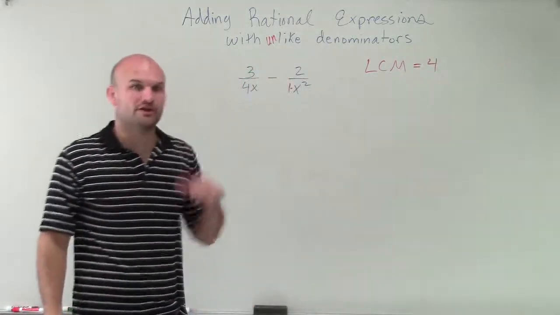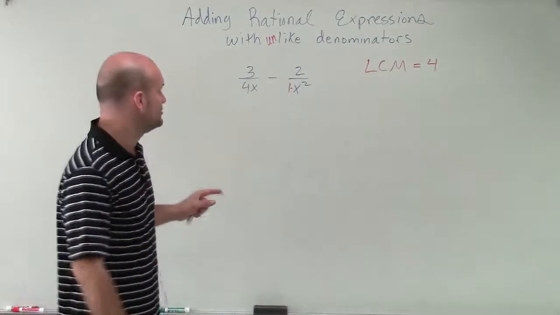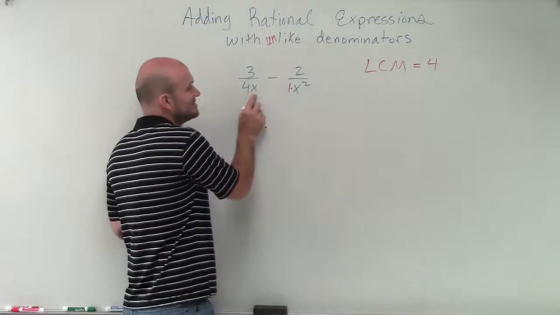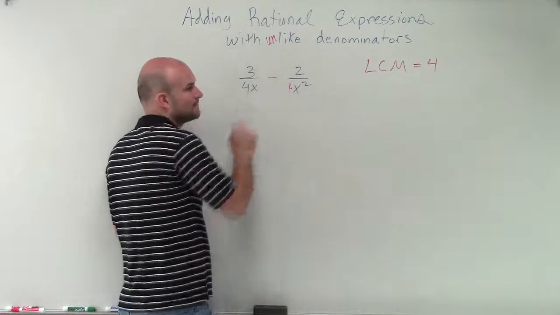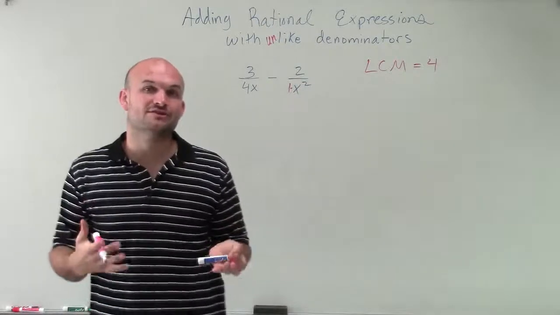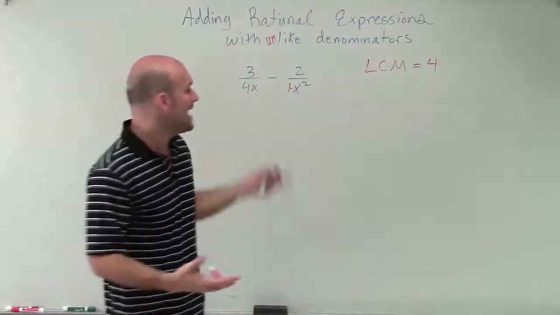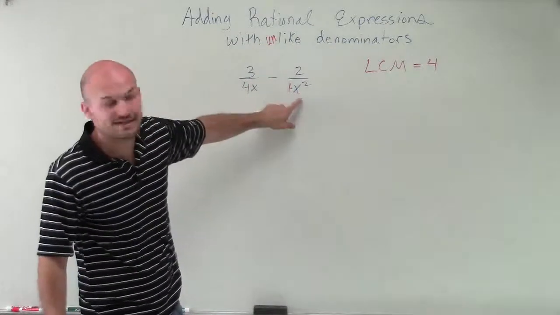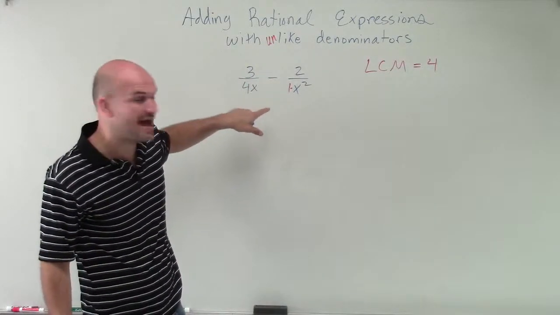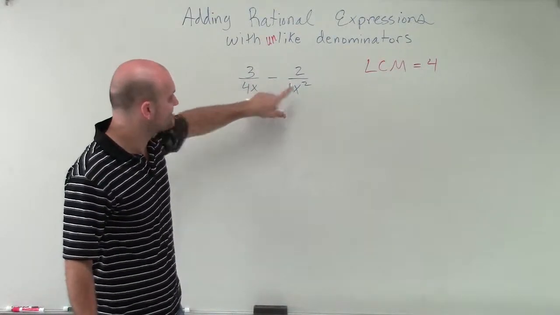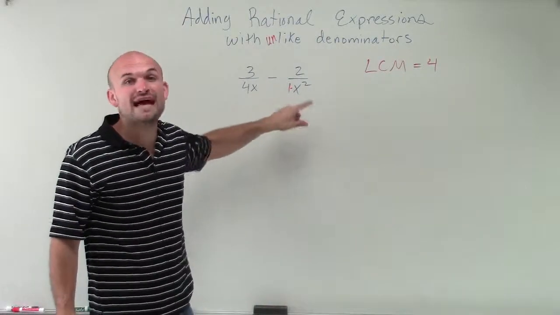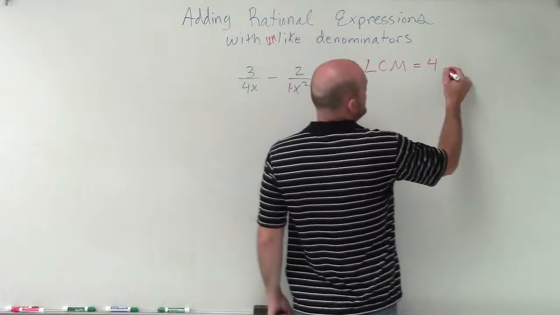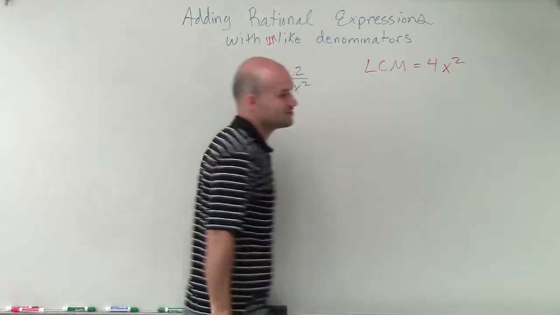Then we look at the variables, all right? And you notice that our variables are not the same. Here is an x, and here is an x squared. So the smallest variable factor that they both divide into has to be larger than x, because x squared does not evenly divide into x. However, x does divide into x squared, and so does x squared. So therefore, my LCM is going to be 4x squared.